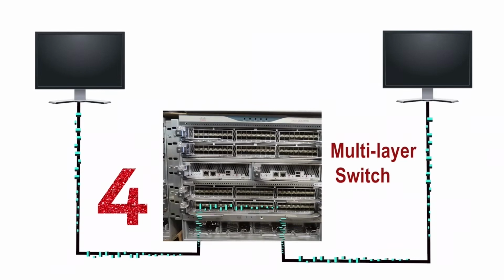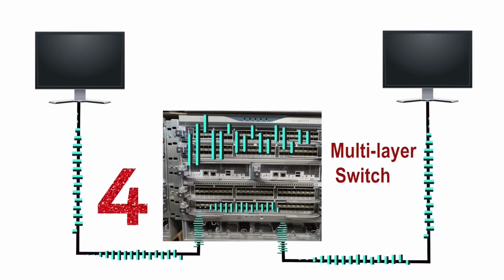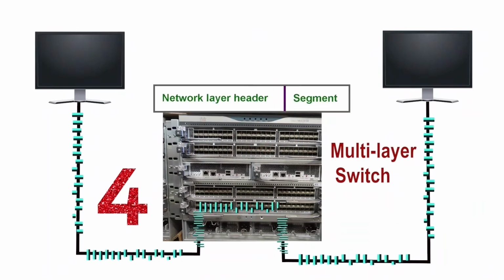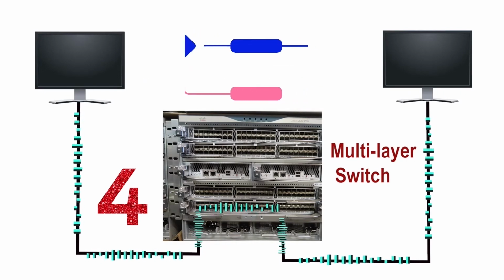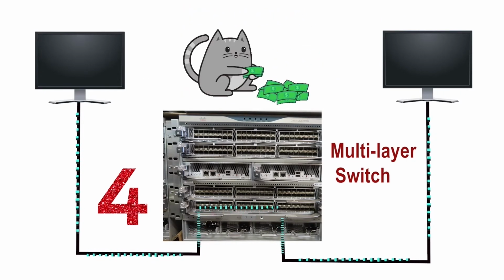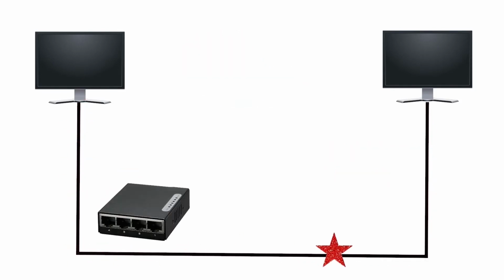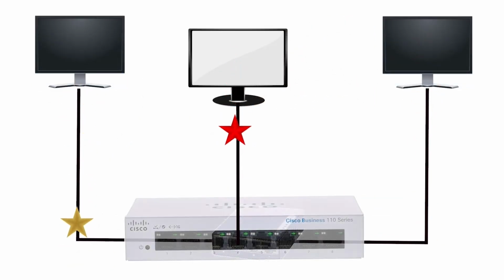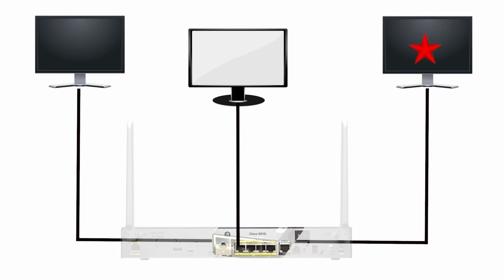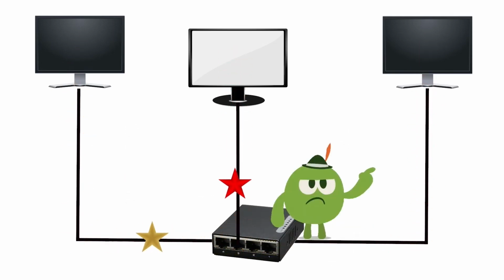A multi-layer switch is a Layer 4 device. It converts signals into frames, frames into packets, and packets into segments to make forwarding decisions. It provides many additional features. However, it is one of the most expensive network devices. A network can have one, two, or all four types of network devices based on its requirements. An intermediate network device can filter data only when it works in Layer 2 or higher. If it works only in Layer 1, it cannot filter the data.